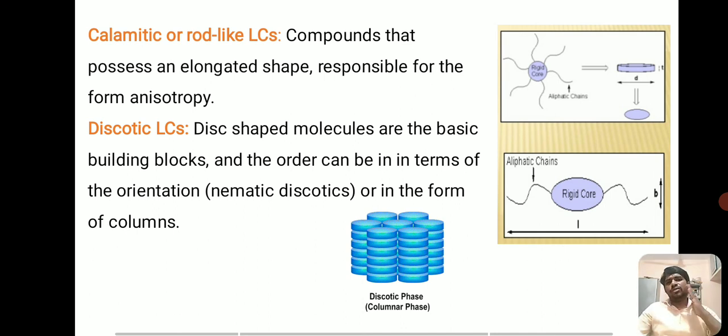Discotic liquid crystals are disc shaped molecules, which are the basic building blocks. Here in discotic liquid crystals, the order can be in terms of an orientation or in the form of columns. You can observe the picture here. The order is in the form of a column.